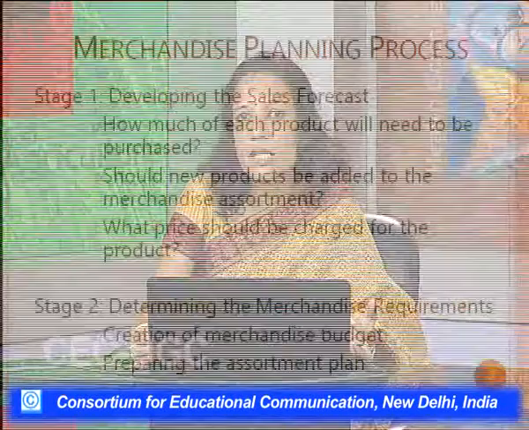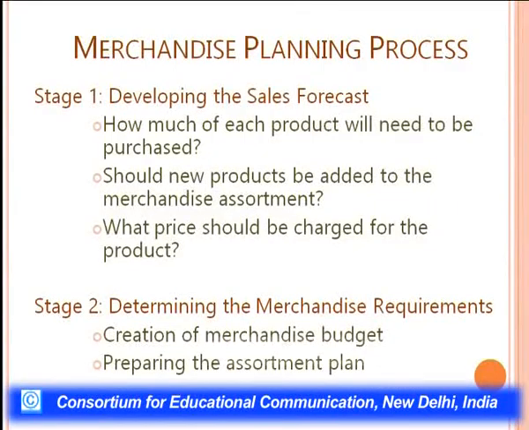If we talk about various stages in the merchandise planning process, it begins by developing a sales forecast. Now, when we go in for a sales forecast, it helps us in getting answers to questions like how much of each product will need to be purchased, so that I have those kinds of products available in my retail outlet as merchandise which are bound to generate some demand, and therefore I would be able to generate sales. I also have to decide on whether or not a new product should be added to the merchandise assortment and the price which should be charged for those products.